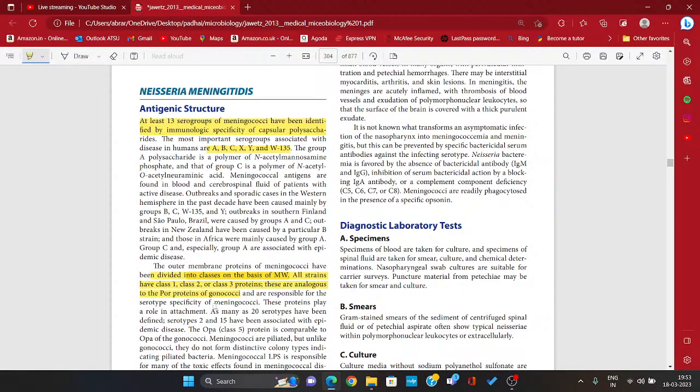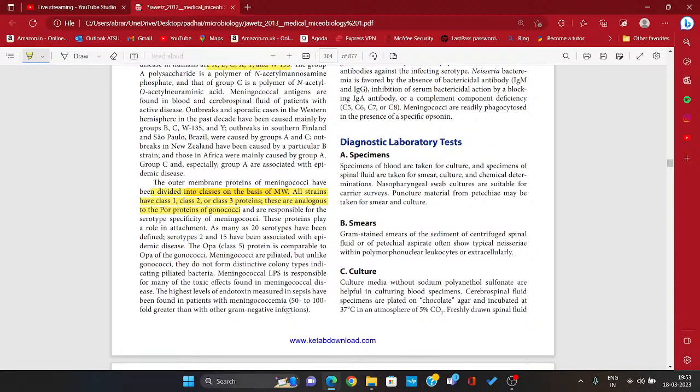serotype specificity of meningococci. These proteins play a role in attachment. As many as 20 serotypes have been defined. Serotypes 2 and 15 have been associated with epidemic disease. The Opa class 5 protein is comparable to Opa of gonorrhea.